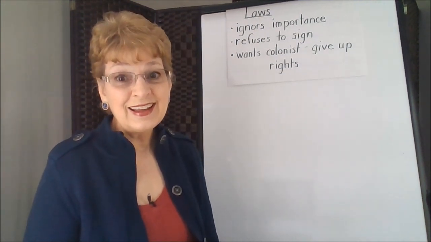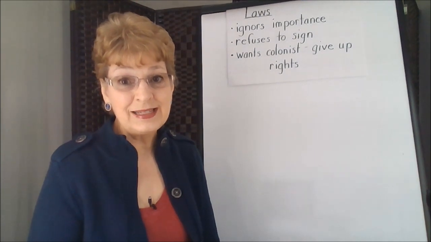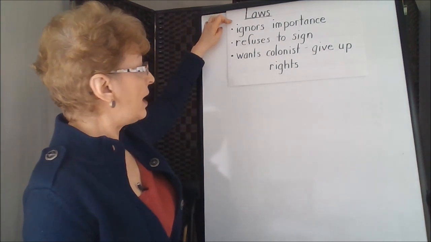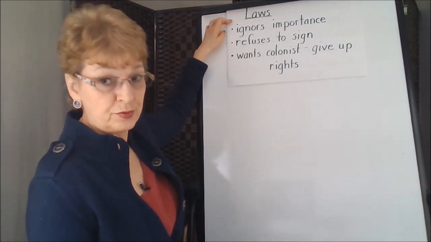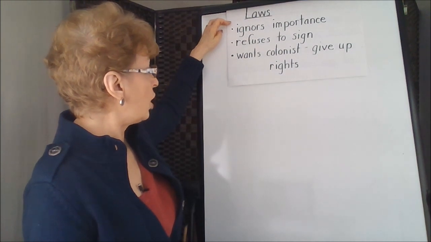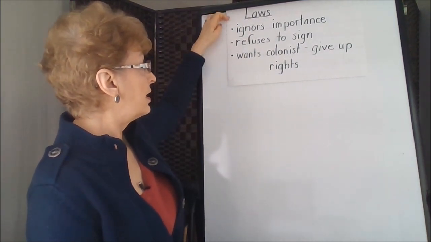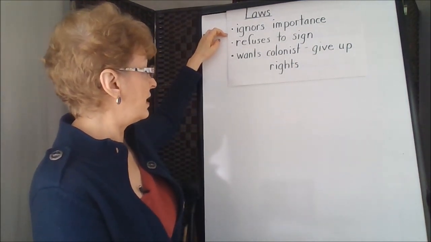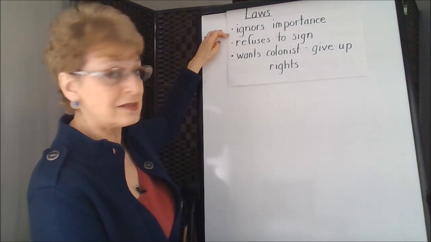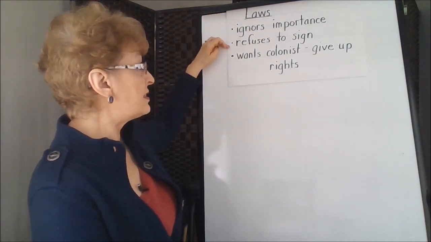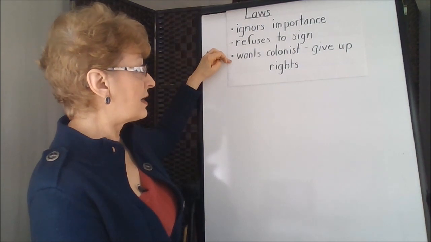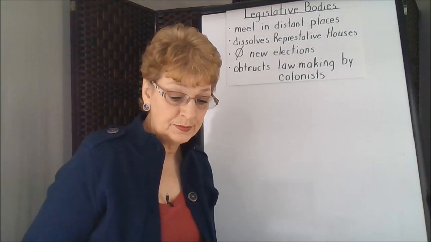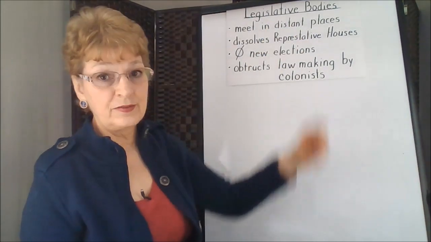Remember, note-taking categorizes certain ideas so you can remember them more easily. So this is how I took the first three grievances. I put them under laws. Now this is, of course, the colonies accusing the king of this. He ignores the importance of the laws, refuses to sign, and wants the colonists to give up their rights in order for him to sign. The next sections seem to deal with the legislative bodies.